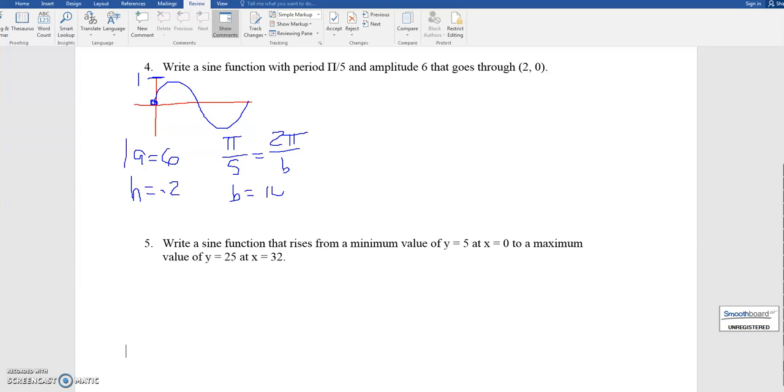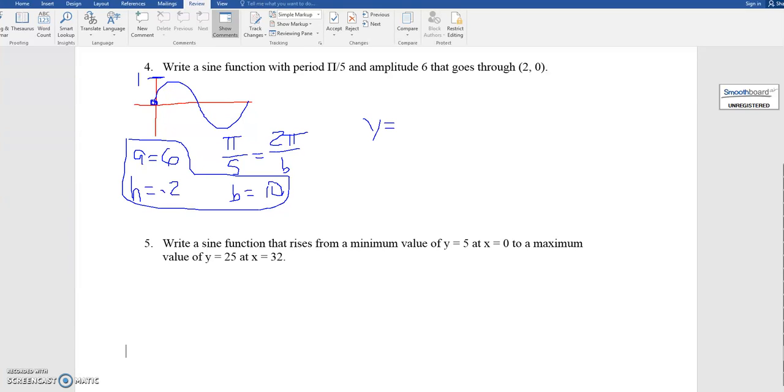Okay, so these are the three important things that I need to use. As I write one of many possibilities, I'd say y equals my amplitude of 6 times sine, and then my b value was 10, x minus 2. That's going to be one equation that would make this particular question work. That one's not so bad, you just have to take some time to think through it.